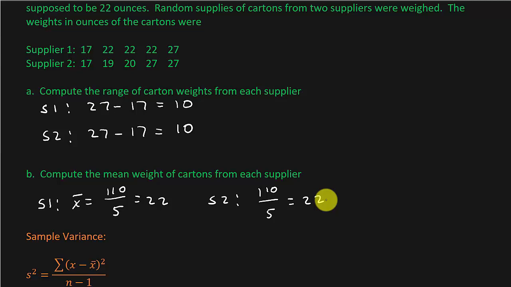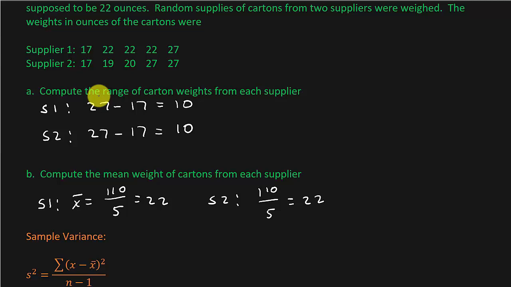All right. So does that tell us anything? Does that give us anything different? Well, if we look at this, we can see that the range is the same on both of them and the mean is the same on both of them. But if you look at supplier 1 versus supplier 2, notice more of the values from supplier 1 are closer to the mean than those values from supplier 2. You see that?